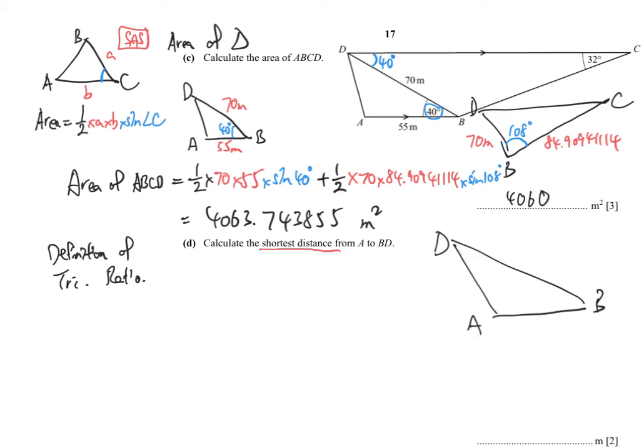So this time part D is asking about the definition of the trigonometric ratio. You need to find the shortest distance from A to BD. So what you are finding is a line drawn from A perpendicular to BD, something like this. Alright, let this point be E. So you just want to find AE, how long is AE?